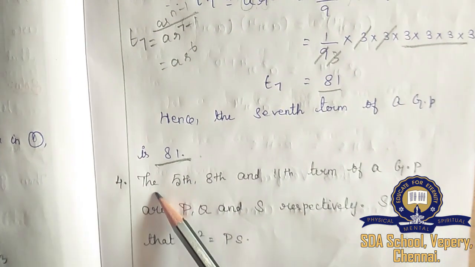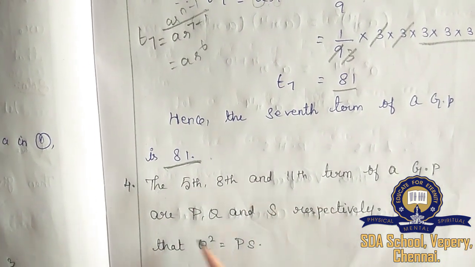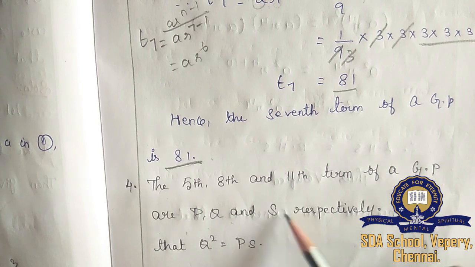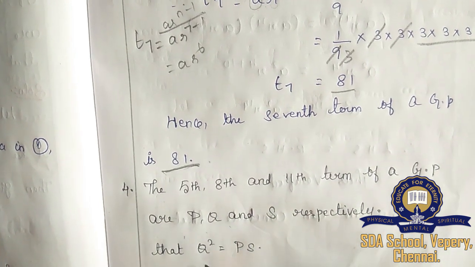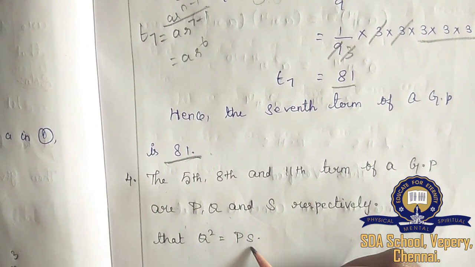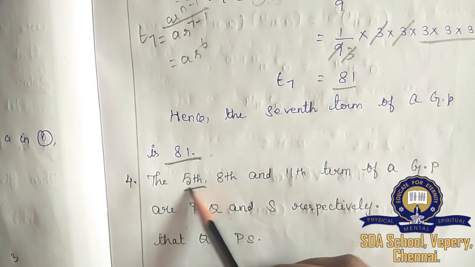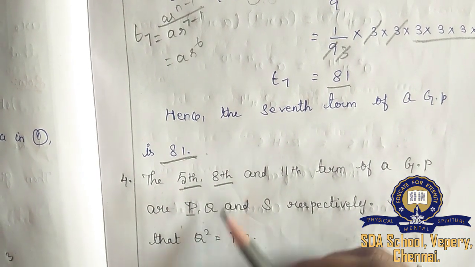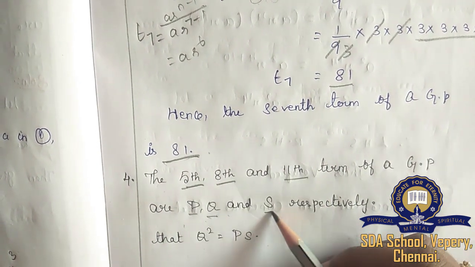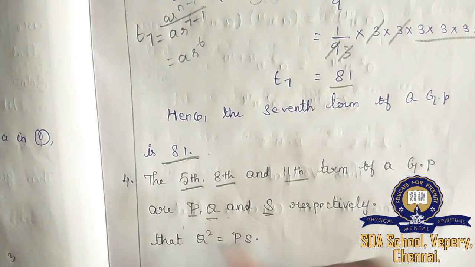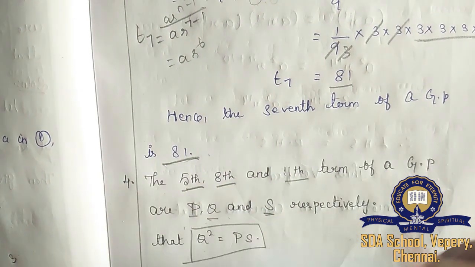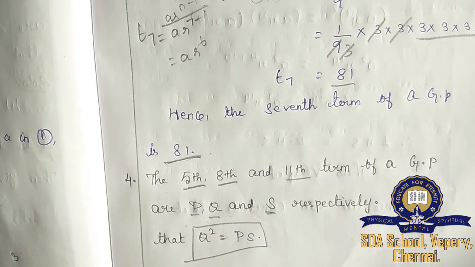This is a very easy problem. What is given? The 5th, 8th and 11th terms of a GP are P, Q and S respectively. Show that Q square is equal to PS. Here they have given the 5th term as P, the 8th term as Q and the 11th term as S. Simply we have to show this condition. It is enough to prove this condition.